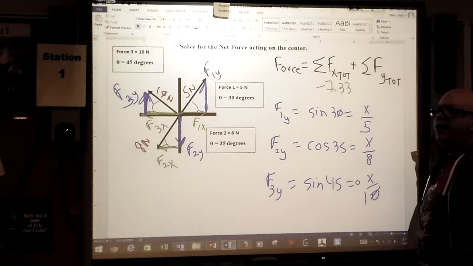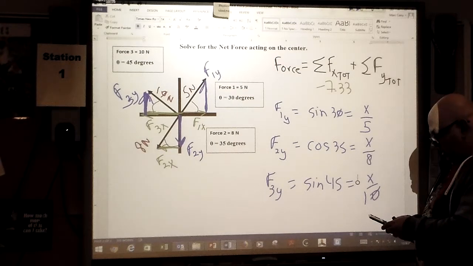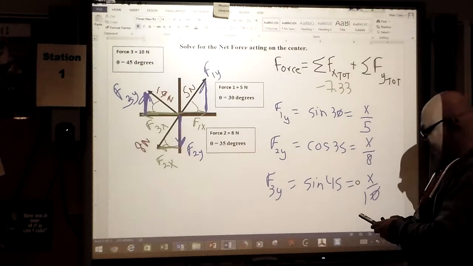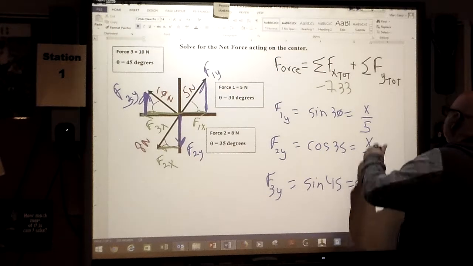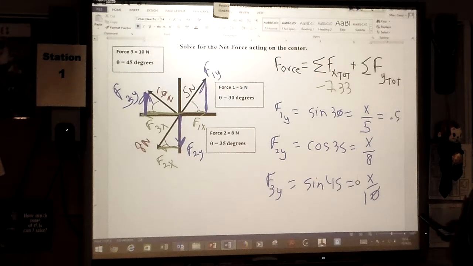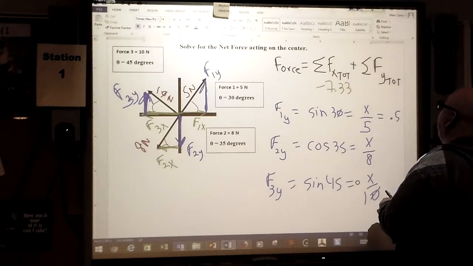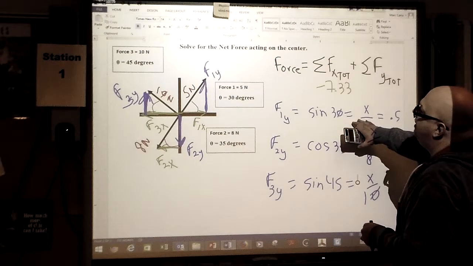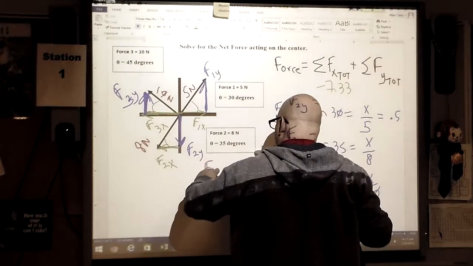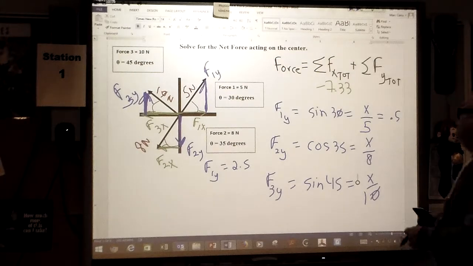So let's go ahead and calculate these. All right, so clear that. So sine of 30 equals 0.5, okay? With that, it's going to be 2.5. So F1 in the y is going to be 2.5. Okay? All right, that works.